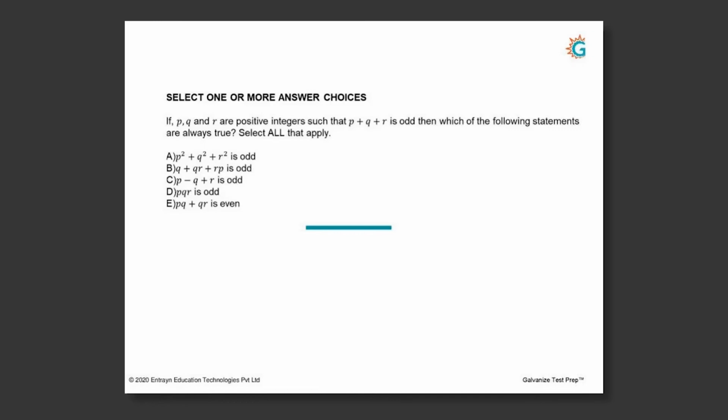Ratish, can you all relook at it, please? P plus Q plus R is odd. Then which of the following statements are always true? P square plus Q square plus R square is odd. Q plus QR plus RP is odd. P minus Q plus R is odd. I'm still waiting for the right answer. What has been going on in the previous sums? As I told you, please understand what I'm trying to say. When the clause is always true or never, please go for an analytical approach.